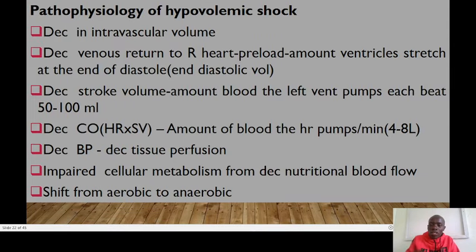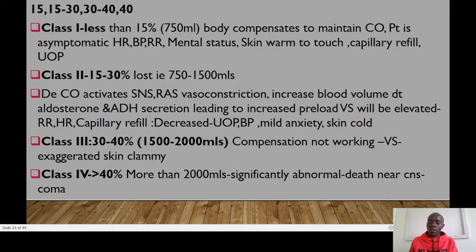This will now lead to decreased cardiac output, or decreased BP, which is going to now lead to decreased tissue perfusion. So you're going to have impaired cellular metabolism from decreased nutritional blood flow. That leads to the shift from aerobic to anaerobic metabolism that comes with those side effects.